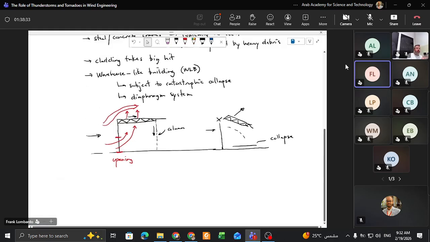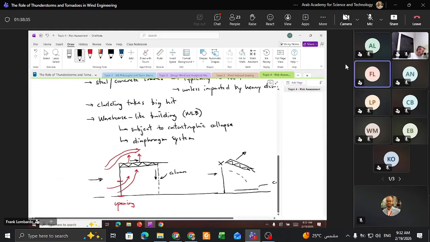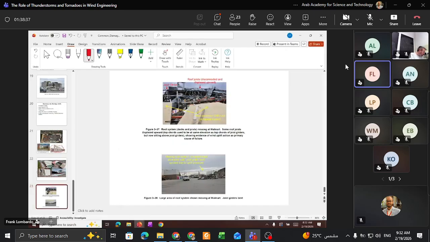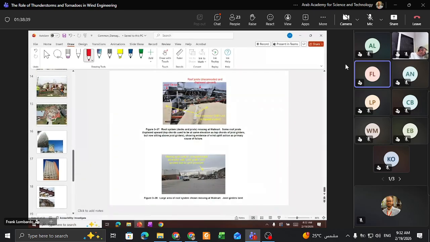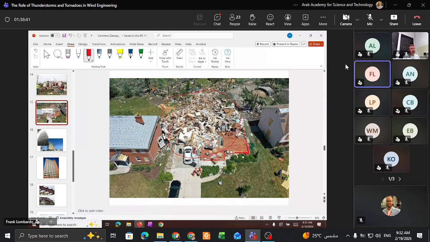You showed a photo, I think it was 515. The building got crushed in the residential building here. And this building, neighboring buildings, nothing. How come?